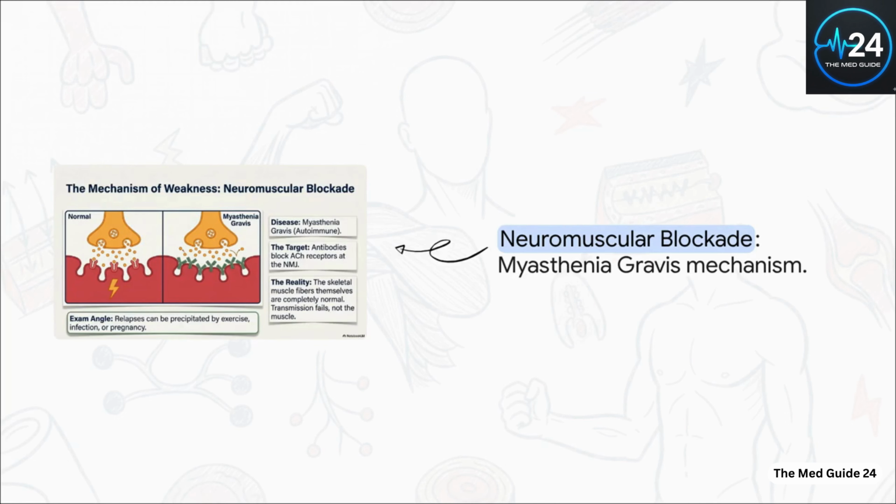And here's another critical failure of excitability, myasthenia gravis. In this case, autoimmune antibodies physically block the acetylcholine receptors at the neuromuscular junction. The crazy reality here is that the skeletal muscle fibers are perfectly healthy. It's purely a transmission failure. The spark is desperately trying to cross the gap, but the receptors are shielded.